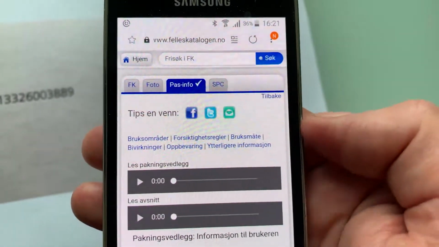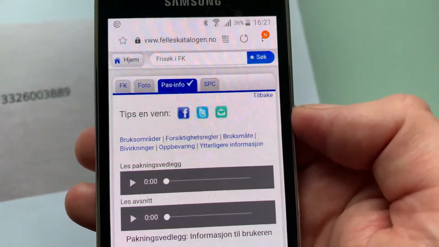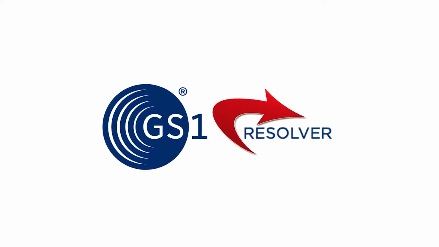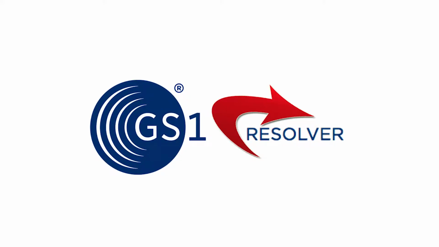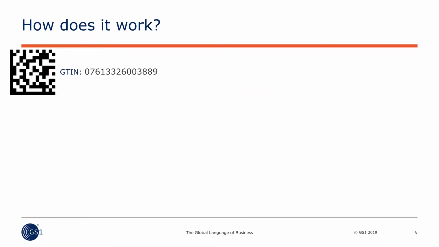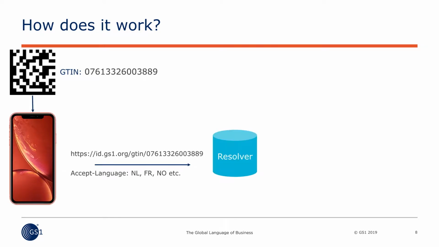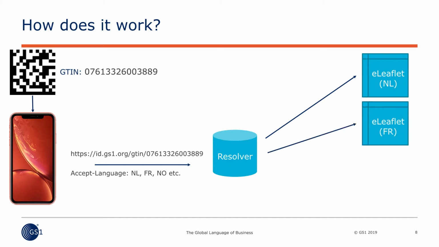So what just happened? Well, the app doesn't contact the leaflet repositories directly. It goes through an intermediate service known as a resolver, that is, a service that resolves the GS1 identifiers. The mobile app reads the GS1 data matrix, extracts the GTIN, and constructs the GS1 Digital link. It sends the request off to the web along with the user's language, and the resolver redirects the request to the correct leaflet. Of course, this isn't magic.